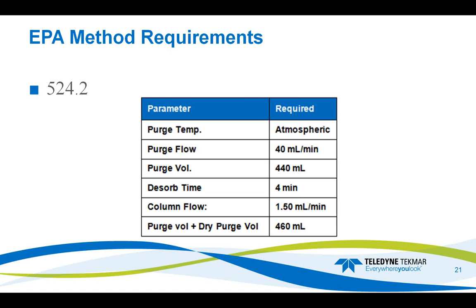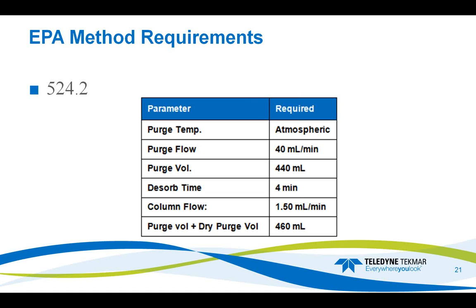In 524.2, we see that we don't really have a lot of freedom. Our purge temperature has to be atmospheric, which actually plays into our favor here. So we generate less water vapor than if we were heating our sample. We have to use a purge flow of 40 mils per minute.